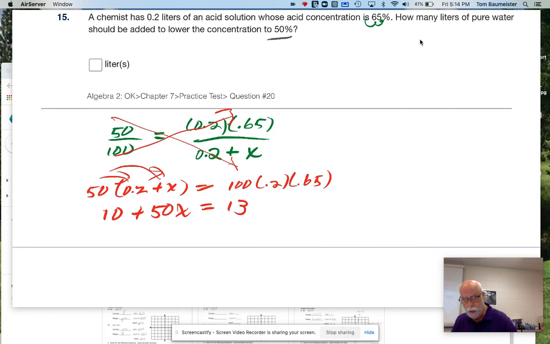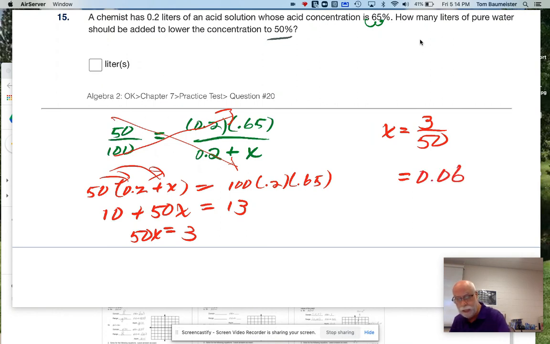All right, so let's see here. If I do this, I'll have 50x is equal to, I'm subtracting the 10, that'll give me 3. So x is equal to 3 divided by 50. And if you plug that into your calculator, you will get 0.06. And they already have the liters in there for you, so I'm going to put 0.06.